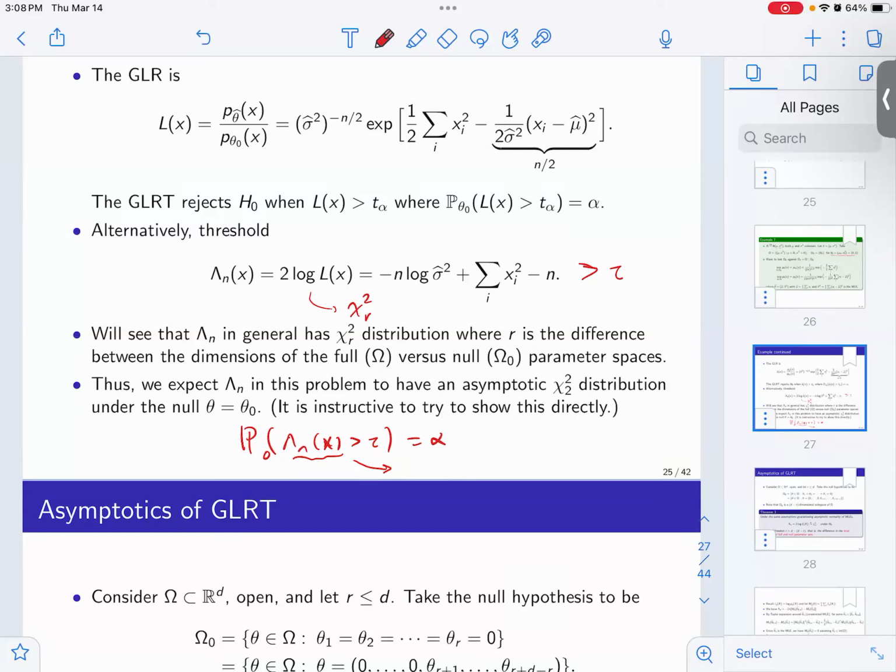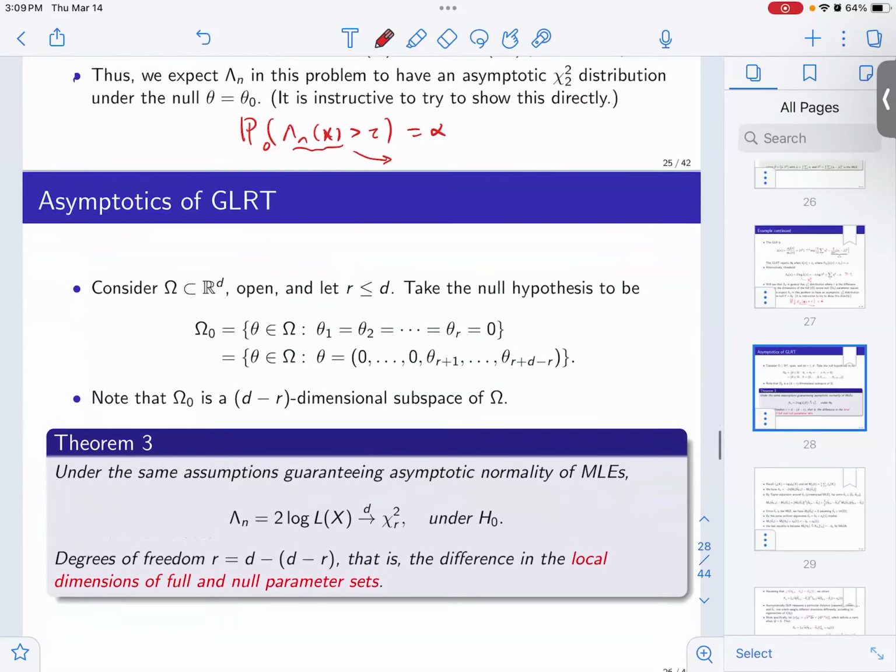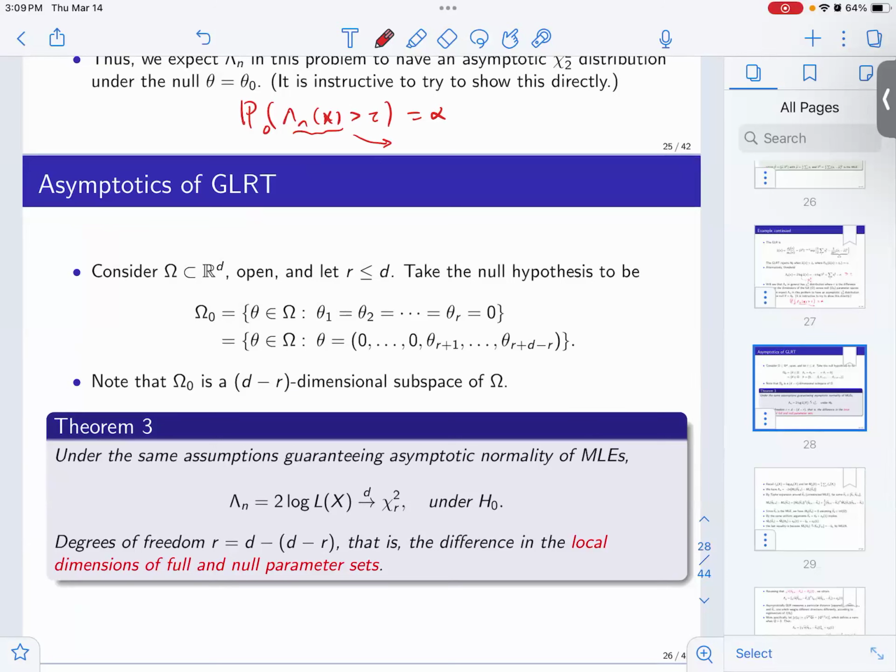to set the alpha, the tau. Yes? Is that for this specific case? No, this is very general. Even if the parameter space is curved, under very general conditions, similar to the conditions for asymptotic normality, this is an application of those asymptotic techniques that we developed.